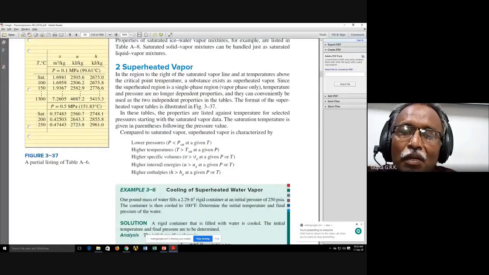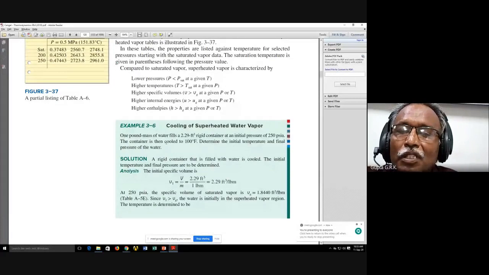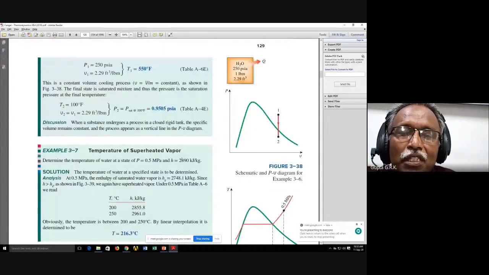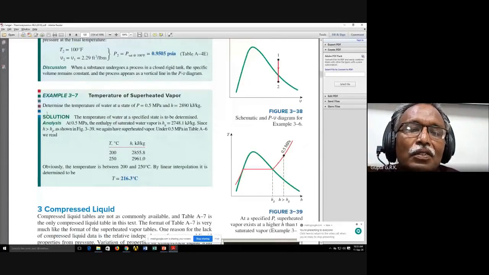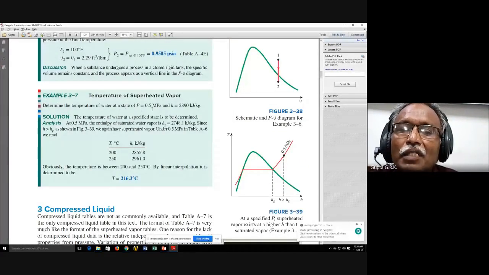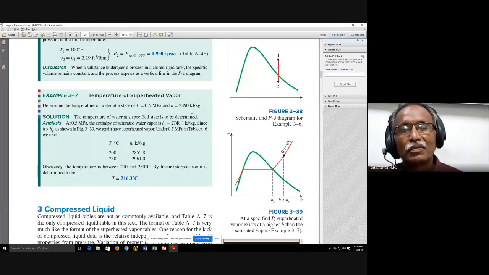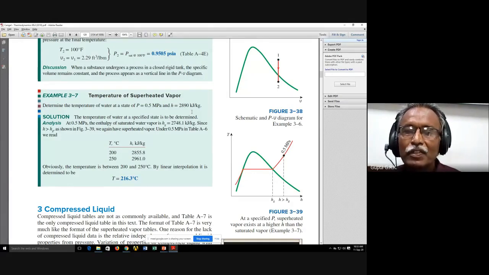So superheated vapor. One pound mass of water fills 2 feet cube, this is in British units, I will not see that. Determine the temperature of water at a state of pressure 0.5 megapascal and h is 2890 kilojoule per kg. So we have to find out the temperature. Pressure and enthalpy are given, two properties are given.